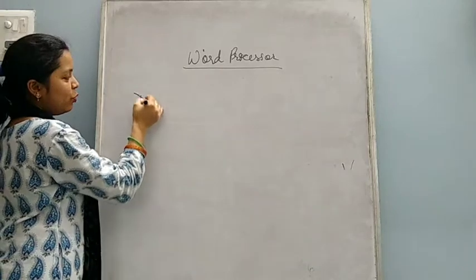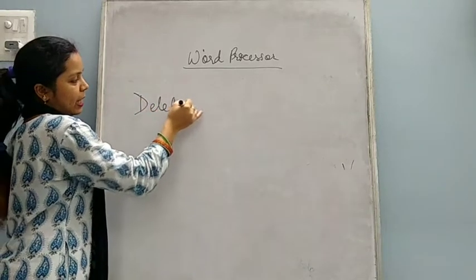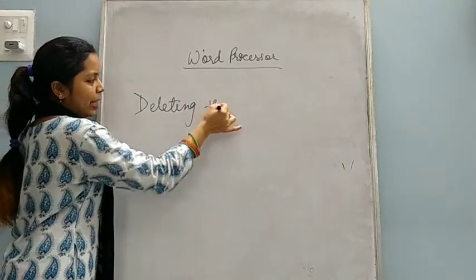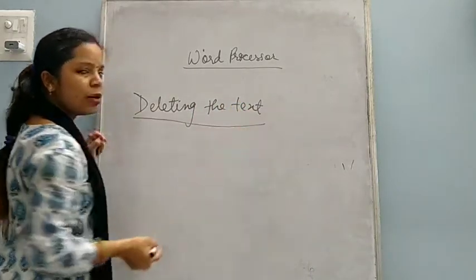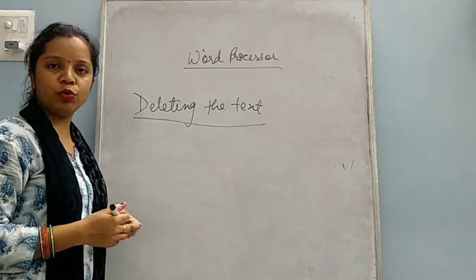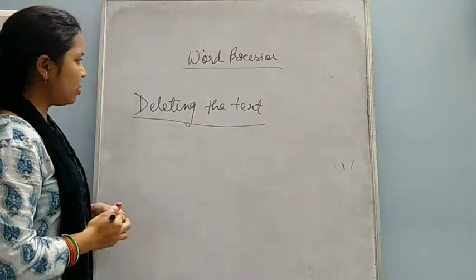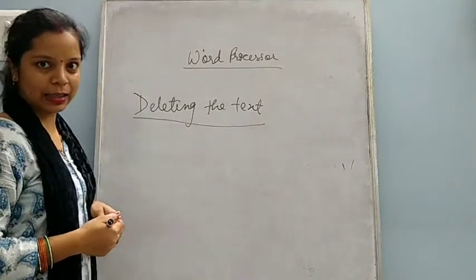Now I am going to tell you about deleting the text. Deleting means removing anything. That is known as deleting. Like when you want to delete anything from your copy, what do you do? You use an eraser. So this is known as deleting the text.